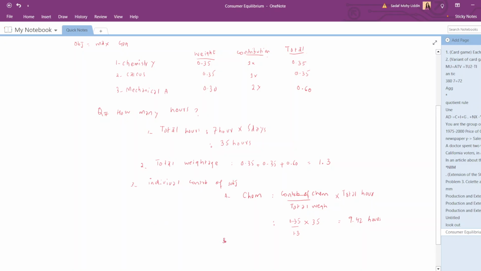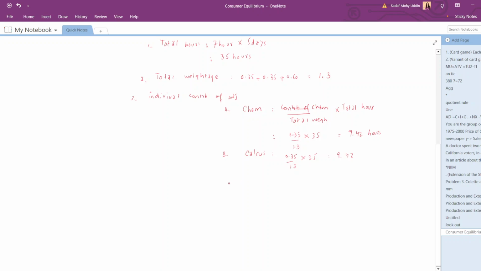You can do the exact same thing with calculus as well, because calculus has the same weightage as chemistry. So it's going to give us the exact same result, 0.35 over 1.3 times 35, which is 9.42 hours. And lastly, we had mechanical analysis. For mechanical analysis, it was 0.60 over 1.3 times 35. After calculating it, that will give us approximately 16.15 hours.